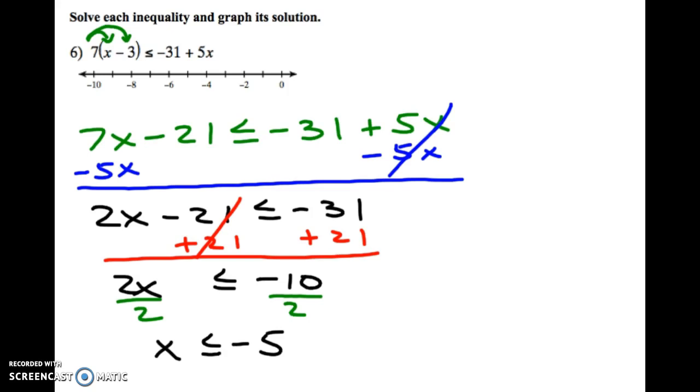For anybody who was thinking that we need to switch the direction of the inequality, note that we divided by a positive 2, not a negative 2. So the direction of the inequality remains the same. As far as graphing goes, it's an equal to on our answer, so it's going to be a closed circle on the negative 5. And once again, since it's a less than, we're going to be shading to the left.